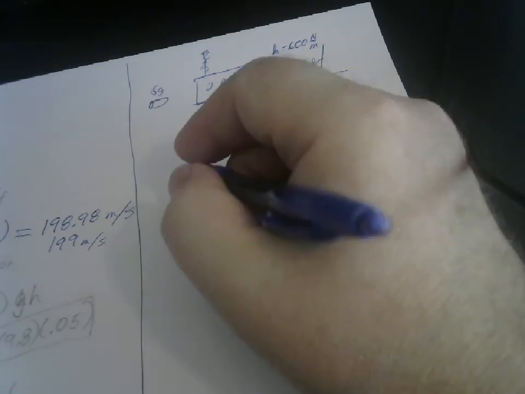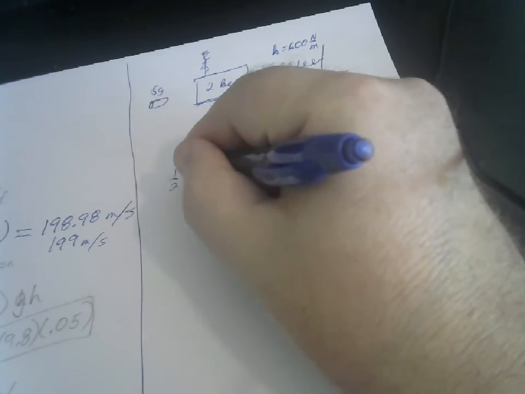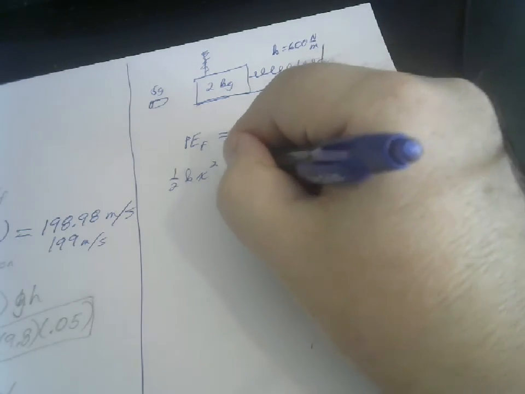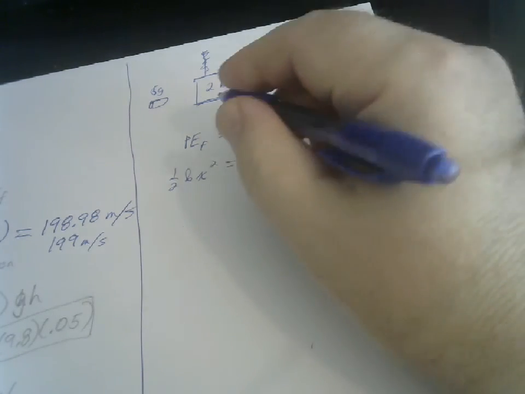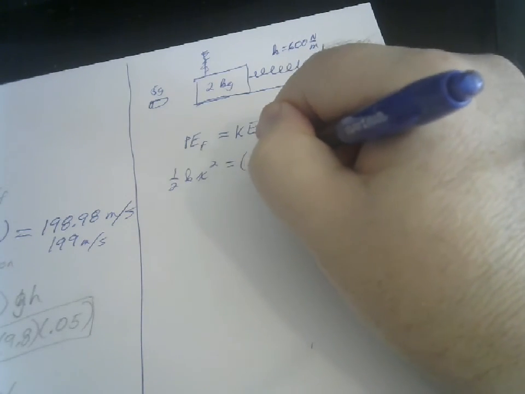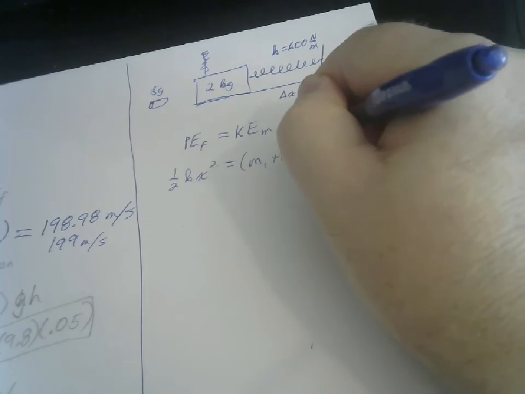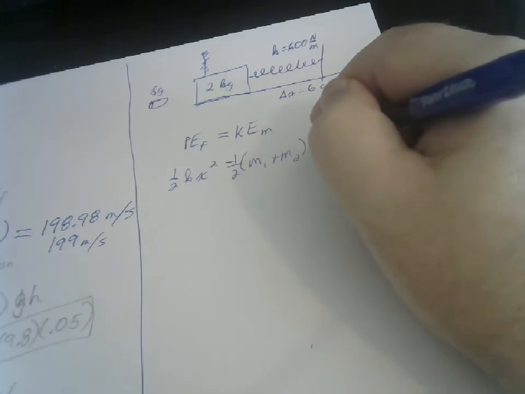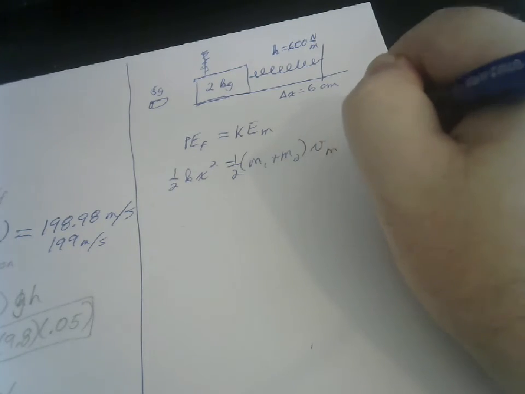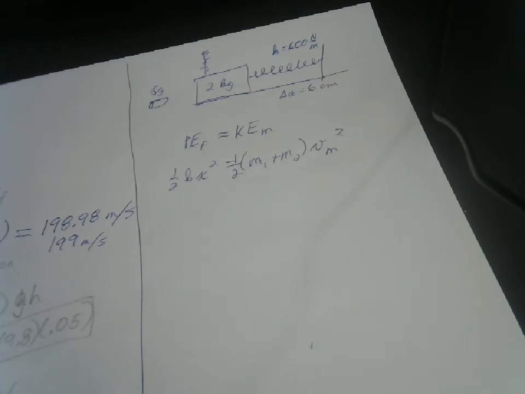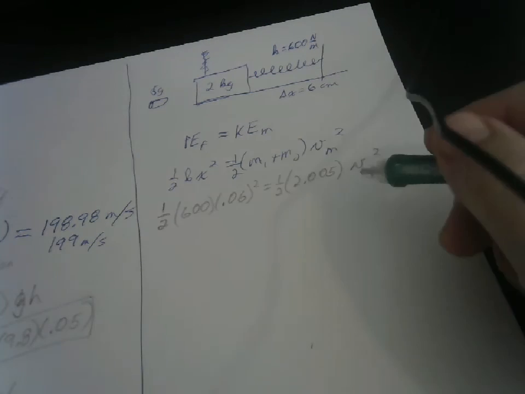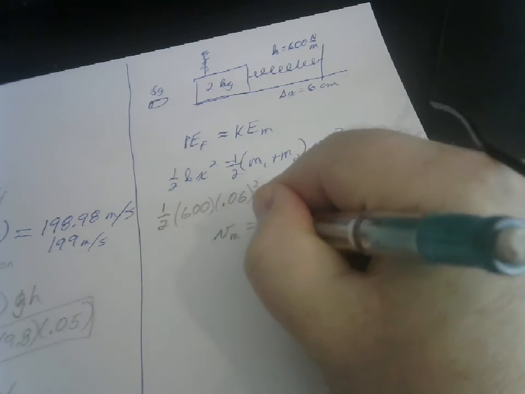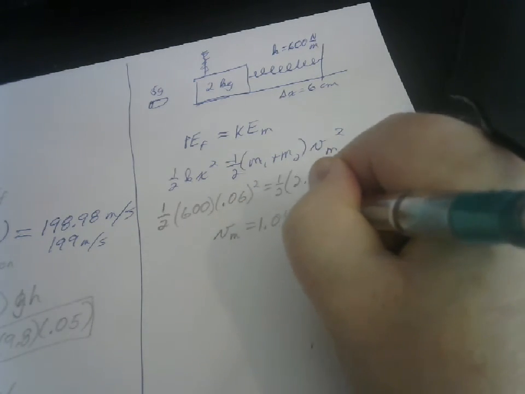So the potential energy at the end is going to be 1/2 kx squared, and the kinetic energy in the middle is going to be 1/2 (m1 plus m2) v middle squared. So there's just one unknown in that equation, and solving that gives you v middle equals 1.04 meters per second.